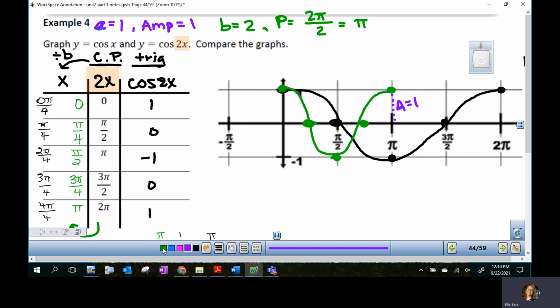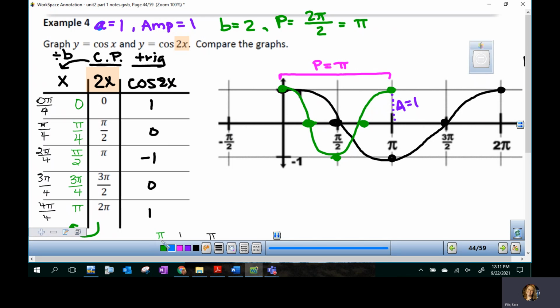That's good. Okay, and the period is from the beginning of a cycle to the end of a cycle. Okay, in this case, high point to high point. That is going from 0 to pi. So that's a distance of pi. Is that what we said the period should be at the beginning of the problem? Yeah, so that's good. That checks out. That makes me feel good that I've graphed this correctly.